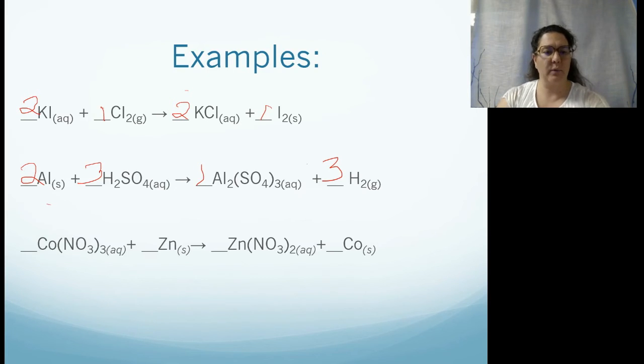Now, lastly, we're going to look at the third equation. So if I look at cobalt, I have 1 and 1, zinc, 1 and 1. So now when I look at my nitrate, I have 2 on one side and 3 on the other. So my lowest common denominator is going to be 6. So I'm going to put 3 as a coefficient for that compound, and a 2 as a coefficient for that compound. So now I have 6 nitrates and 6 nitrates. Well, now I have 2 cobalts and 3 zincs to balance up my equation through my recounting.